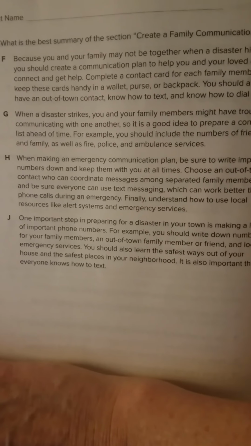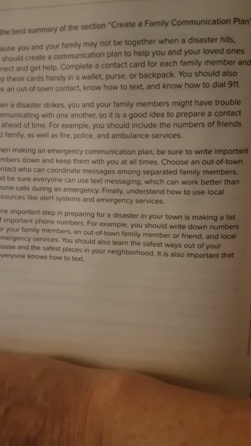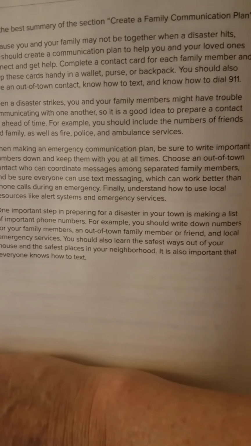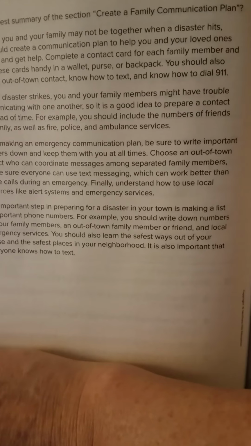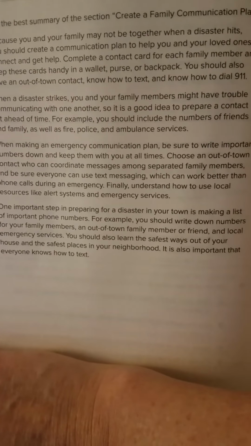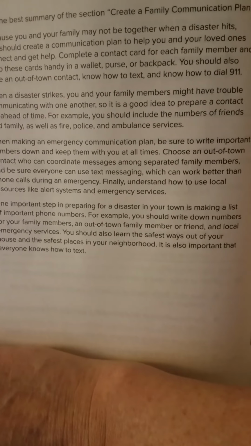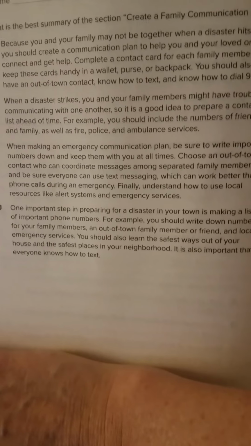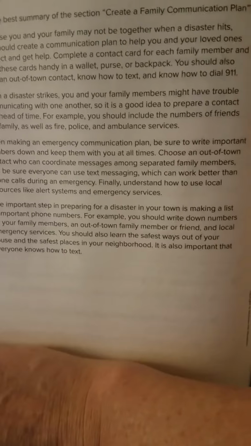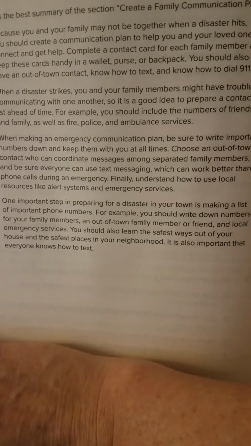J. One important step in preparing for a disaster in your town is making a list of important phone numbers. For example, you should write down numbers for your family members and out-of-town family members, a friend, and local emergency services. You should also learn the safest ways out of your house and the safest places in your neighborhood. It also is important that everyone knows how to text.